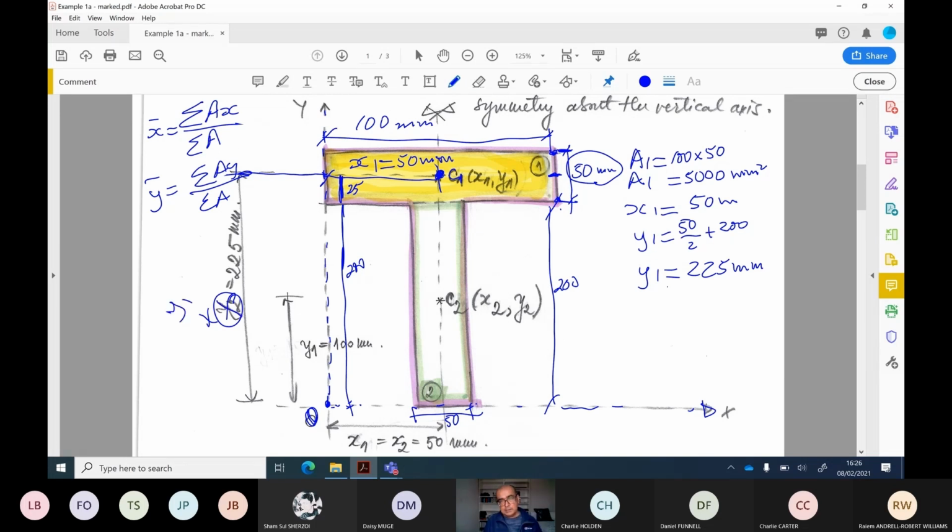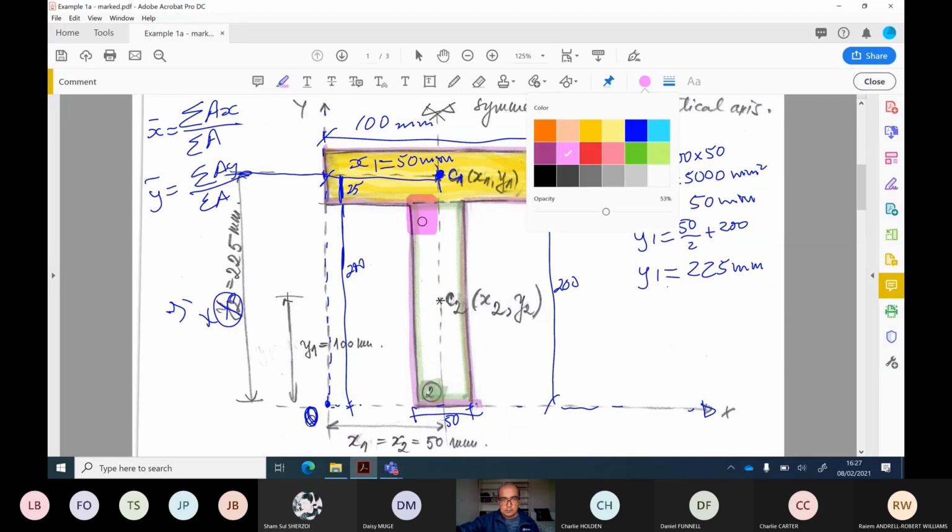Now what we are doing here is that we are finding the center of the first area and that center point, its coordinates from origin. Origin is this point O. And then we have another area, which is this area. This is C2.